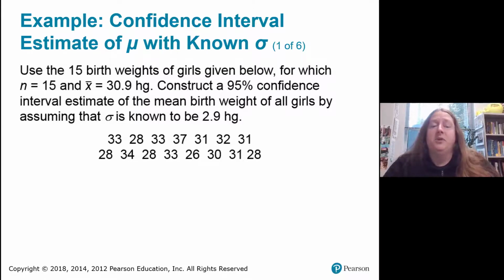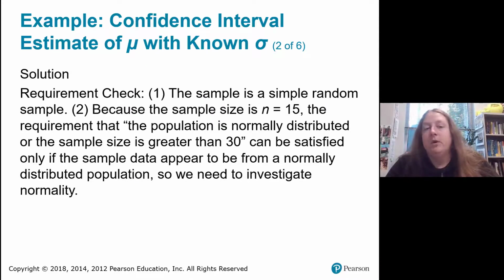So here's an example of this playing out. We have 15 birth weights given to us. So n is 15. We can find the mean of those birth weights. It is 30.9. And we can construct a 95% confidence interval of the mean birth weights for all girls by assuming that sigma is known to be 2.9. So we know that the standard deviation of birth weight for all girls is 2.9, so we're going to use that. So we go through our requirement check.